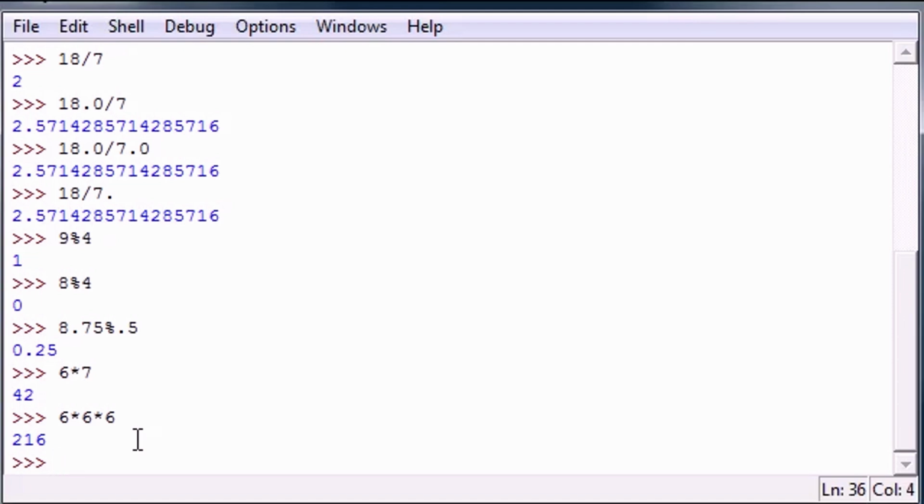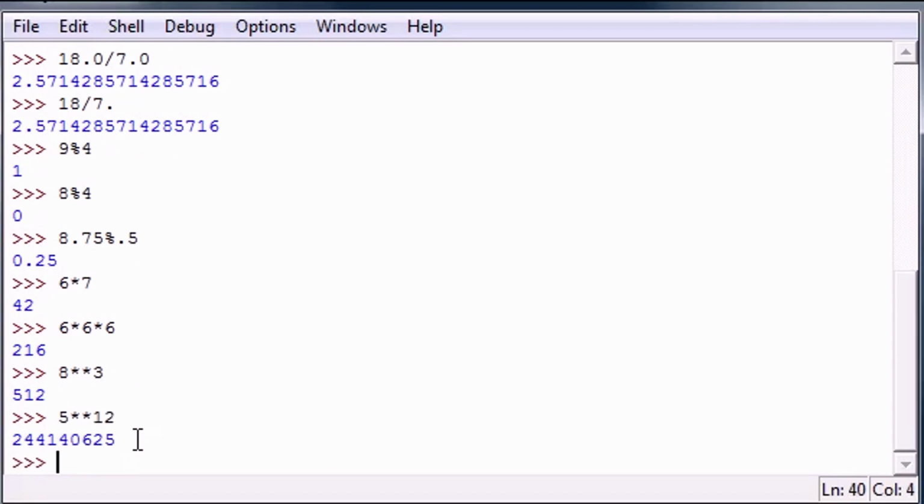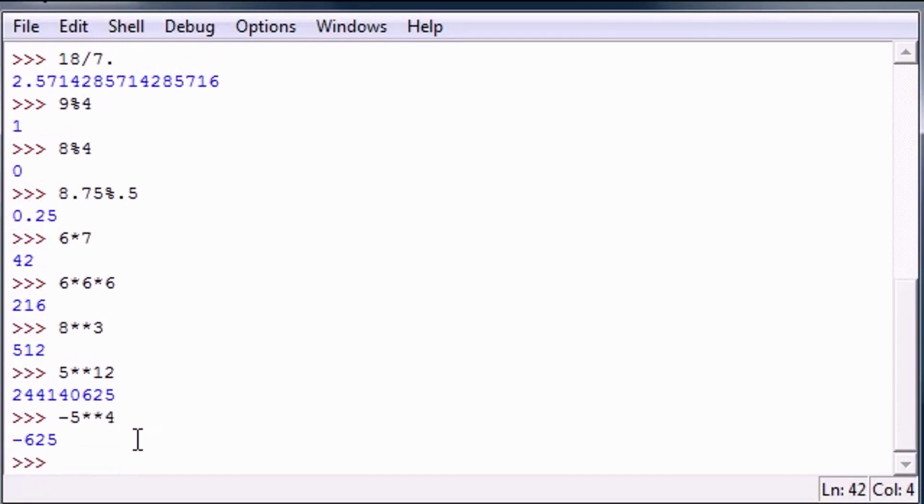Say you want 8 to the 3rd power. All you have to do is type 8, 2 stars, and then type whatever you want the exponent to be. 8 to the 3rd, bam, wham bam, thank you ma'am. And you can do this with any exponent you want. So instead of typing 5 times 5 times 5 times 5, I said that wrong, but oh well, just type 5, star star, 12. Bam. That'll give you your answer. And you can also do this when your number is negative as well. So -5 exponent 4. Bam, there you go.